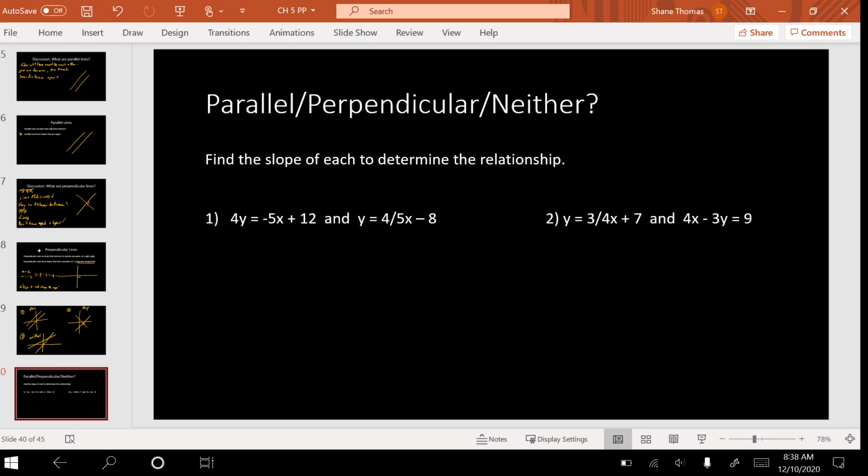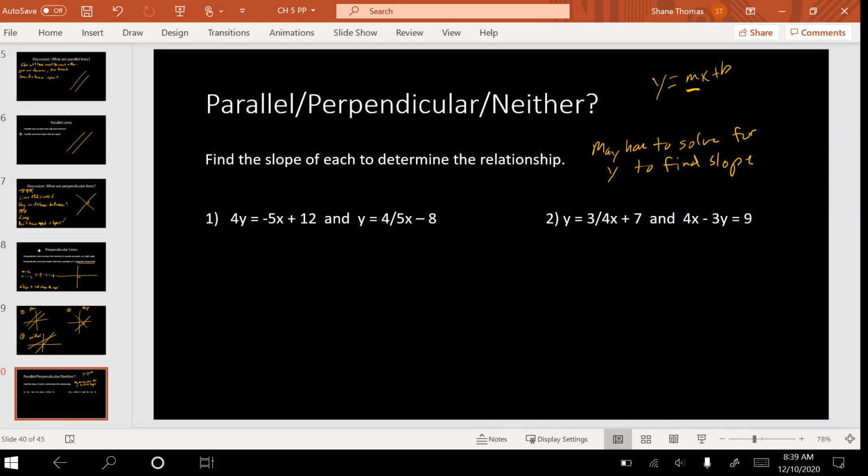Sometimes you have to solve for y. I'll write that here. You may have to solve for y to find the slope, because whenever we're looking at an equation, the only way we can find the slope is with y equals mx plus b format. We did this back in lesson 1. Sometimes we had to solve for y to identify what the slope is.